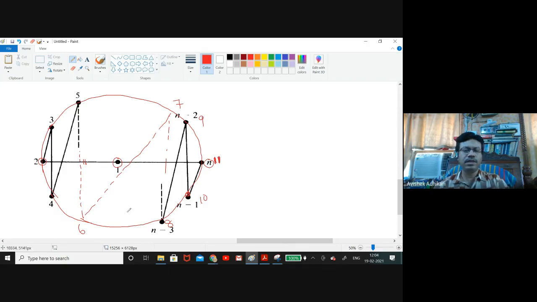Now I can see that this is a Hamiltonian circuit. How? 1, 2, 3, 4, 5, 6, 7, 8, 9, 10, 11, and go back to 1. So it's a Hamiltonian circuit.